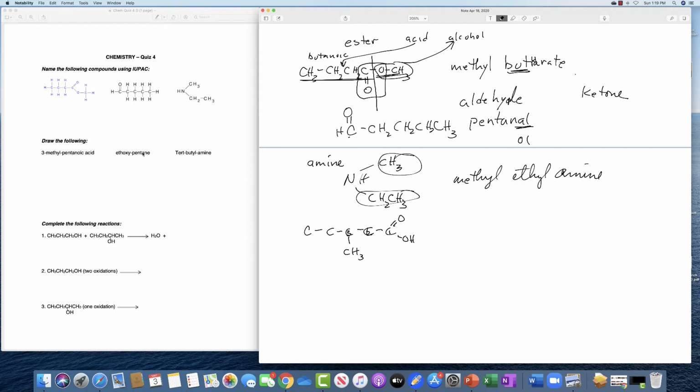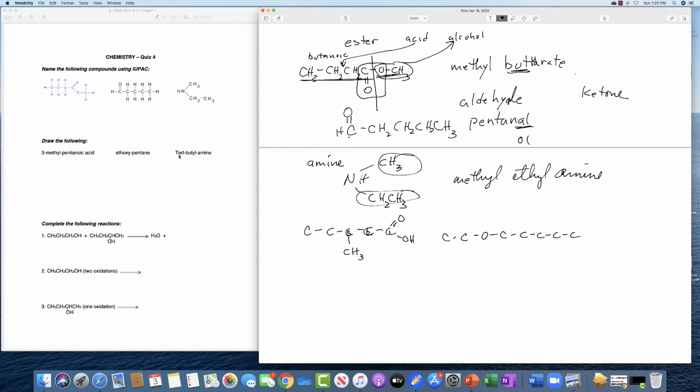The next one is ethoxypentane. Okay, so you have, again, pentane, which looks like that. And then ethoxy tells you it's an ether, and it's ethoxy, and so it means you have an ethyl group. So it's ethyl pentyl ether, or ethoxypentane.